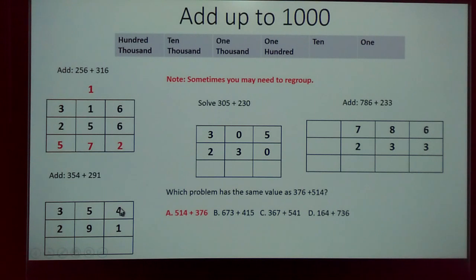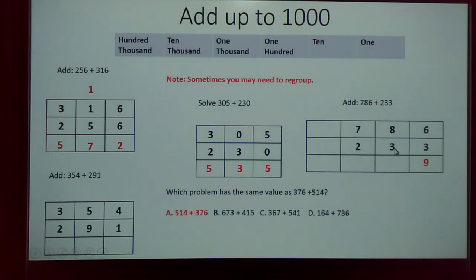Now, let's look at this one here. Same principle. We add straight up and down. Let's go to this one: 305 plus 230. So 5 plus 0 is 5. 0 plus 3 is 3. And 3 plus 2 is 5. Okay, now let's go to this one here. 6 plus 3 is 9, okay?